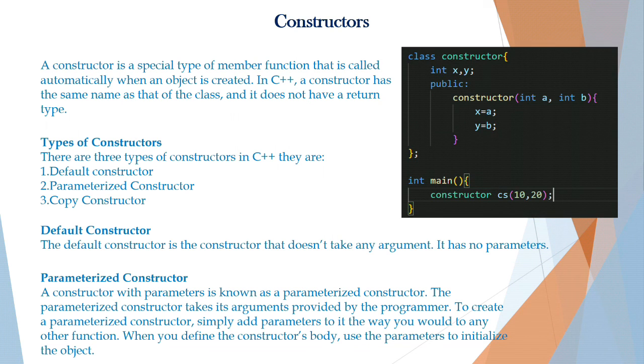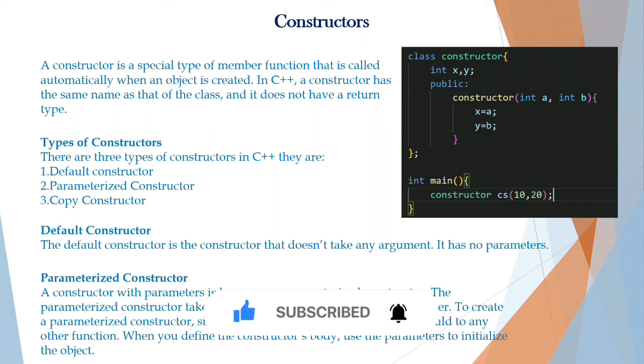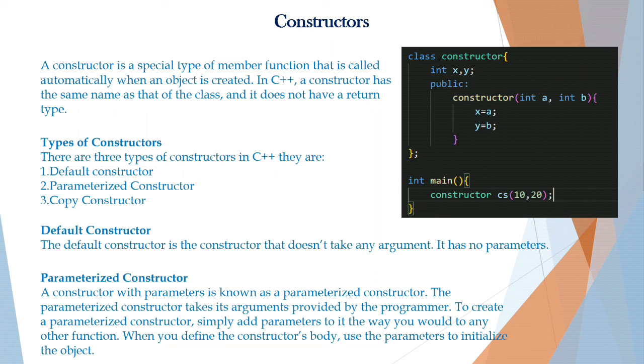There are three types of constructor. First is default, in which no parameter is passed. We just have to make an object of a specific class, and the constructor is simply called. Then comes the parameterized constructor. You can see an example over here: we are creating an object, and here is a function with the same name as the class, and we are providing some details here. It has parameters, so it is called a parameterized constructor.